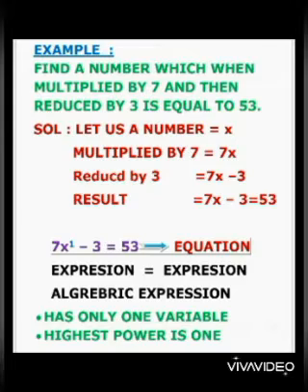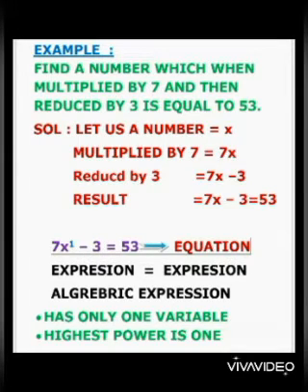They have asked to find a number. So, let us consider the unknown number as x. When multiplied by 7 means 7x, and then reduced by 3 means 7x minus 3, which is equal to 53, that is, 7x minus 3 is equal to 53. So, the above statement is represented in the form of a simple equation.